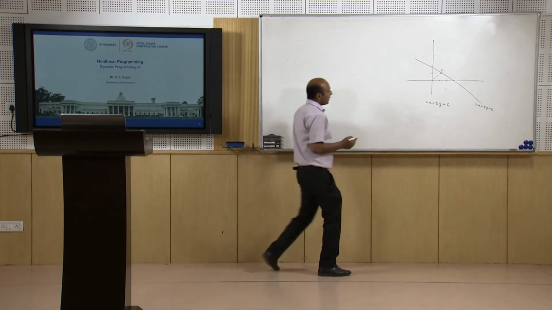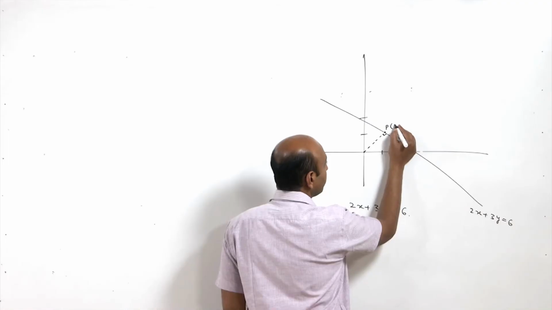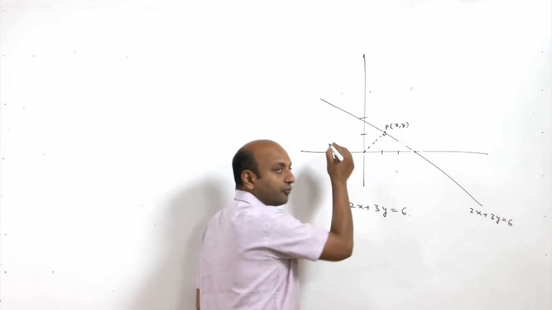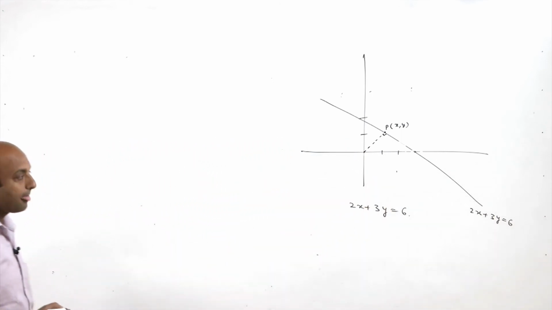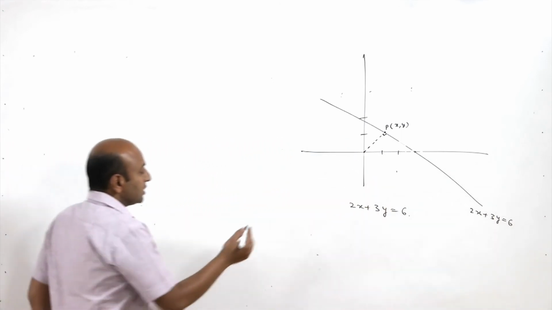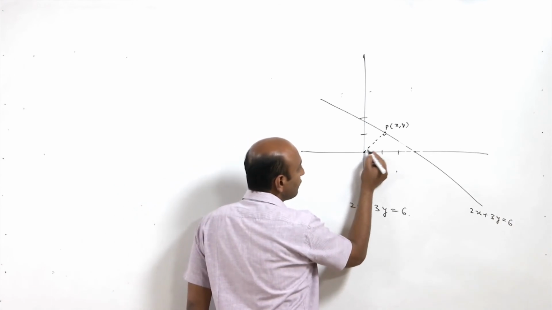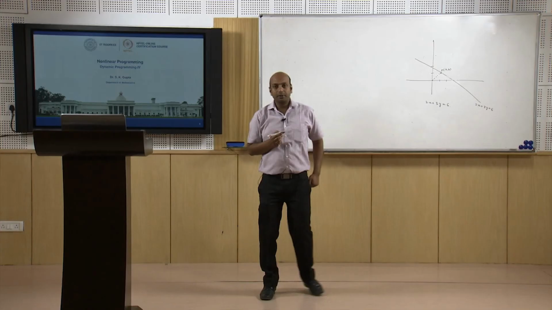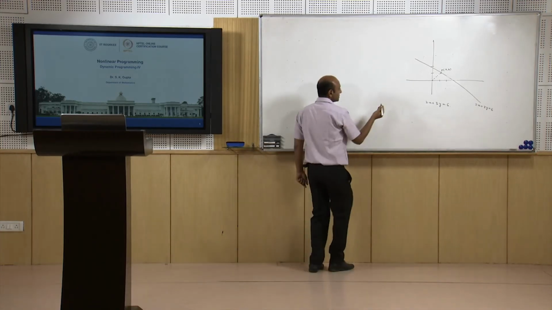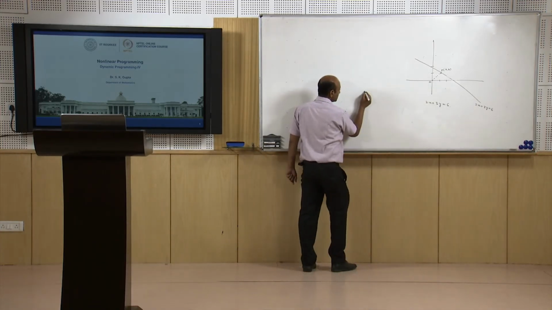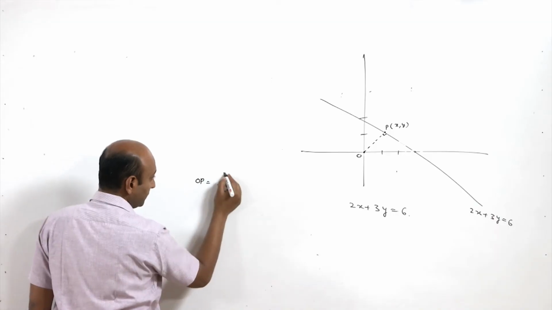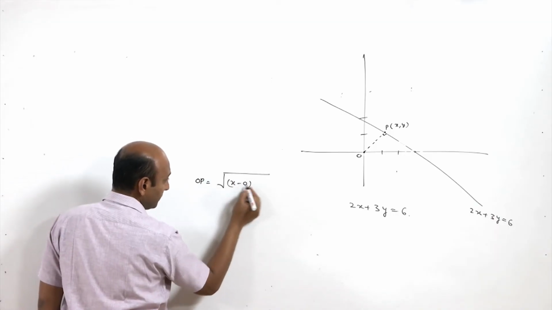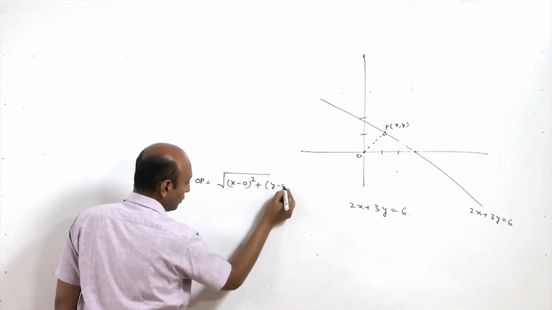So, suppose this point is x comma y, which you have to find out. The distance from the origin to this point P, OP, is the square root of x square plus y square, that is, the square root of (x minus 0) whole square plus (y minus 0) whole square.